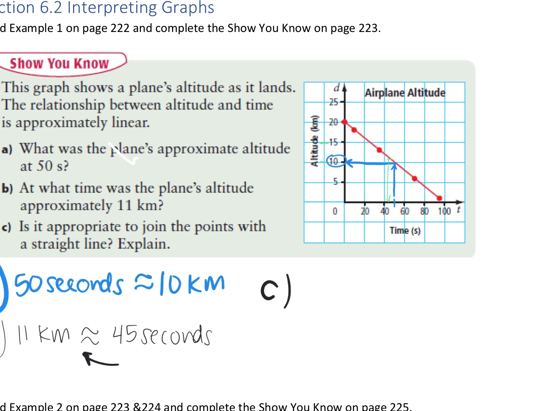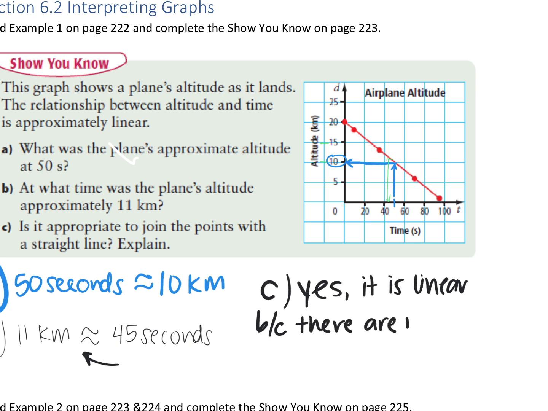So for this, we would say something along the lines of, yes, it is linear, or it should be joined by a line because there are points between the plotted data that would still be valid. So for example, we used 2 of them, right? When we saw 50 seconds, 50 seconds was not one of the times that was plotted. 11 kilometers was not one of the distances or the altitudes that was plotted, okay?